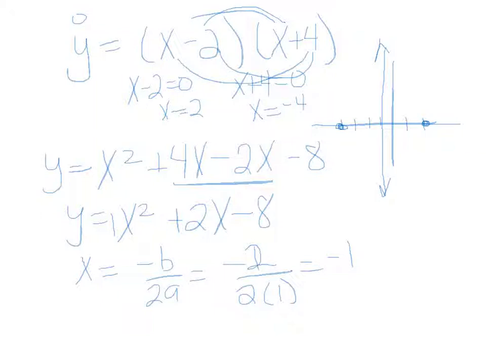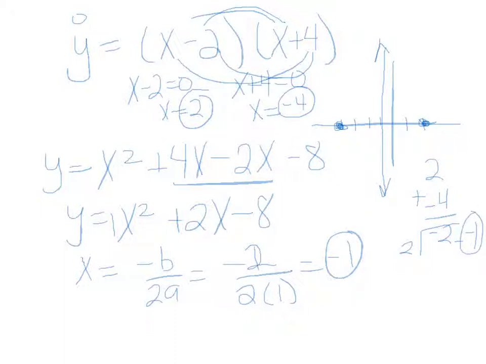Now, there's a slightly faster way to get this if you wanted to use it. Remember, these two points have to be mirror images of each other. So I could take those 2 points, positive 2 and negative 4, and average them to get the line of symmetry. So 2 plus negative 4 is negative 2, and then divide by 2. So that would equal negative 1. Whichever one you like best.